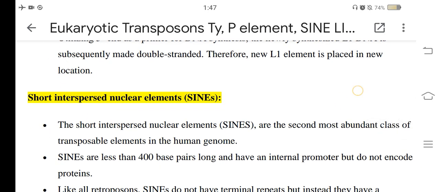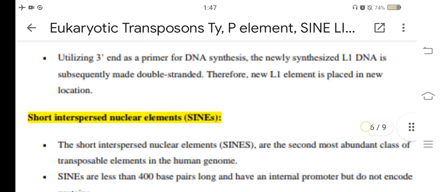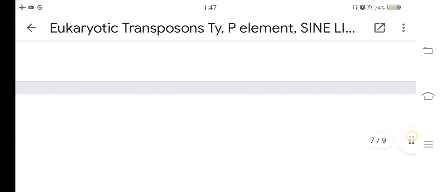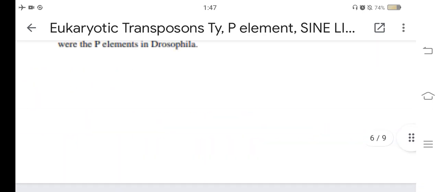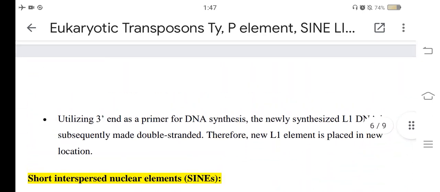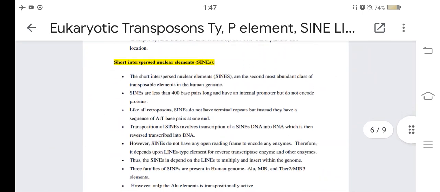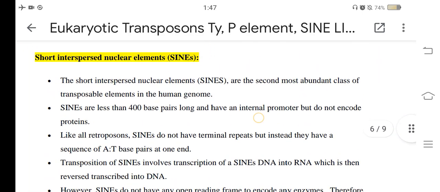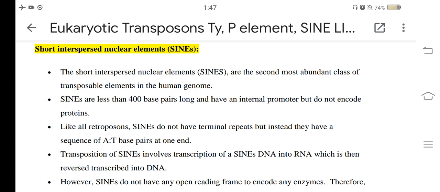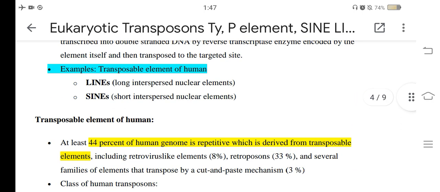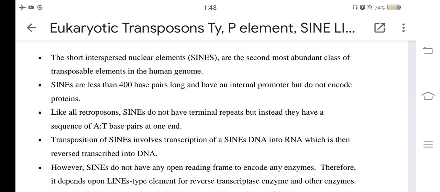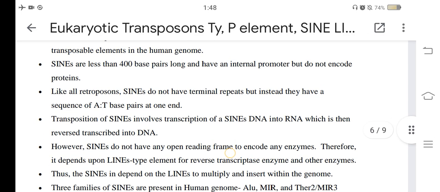So, short interspersed nuclear elements, SINEs. The short interspersed nuclear elements are the second most abundant class of transposable elements in the human genome. SINEs are less than 400 base pairs long and have an internal promoter, but do not encode protein.